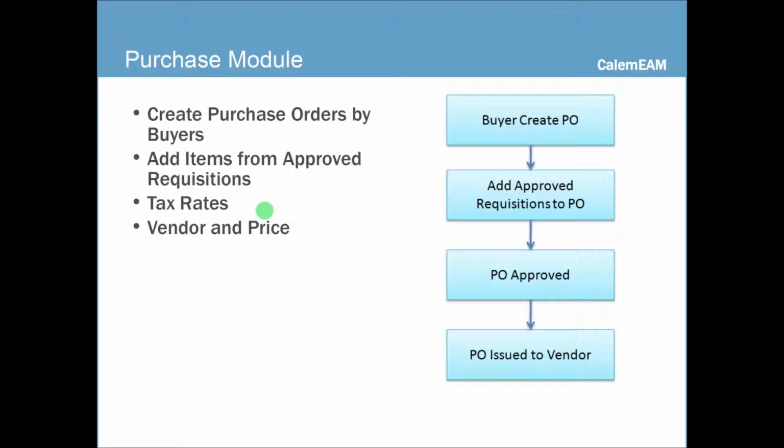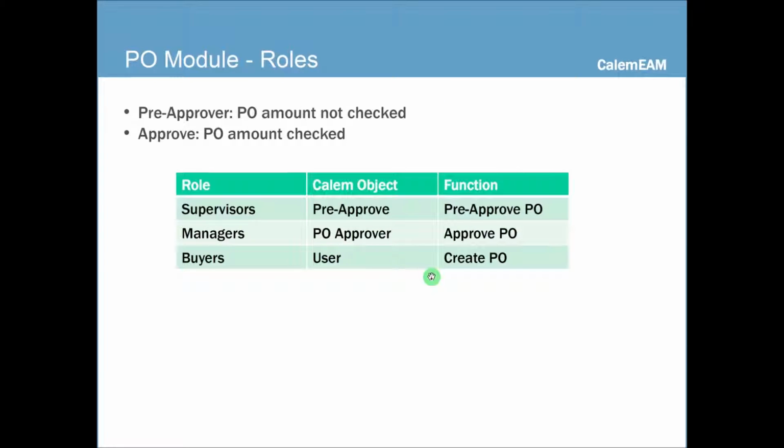Next, let's look at the purchase module. The workflow for the purchase module is that the buyer creates a purchase order and adds approved requisitions to the PO, and when the PO gets approved, it's issued to the vendor. For the roles in the purchase module, we have supervisors who can pre-approve a PO, managers who can approve a PO, and buyers who create a PO.